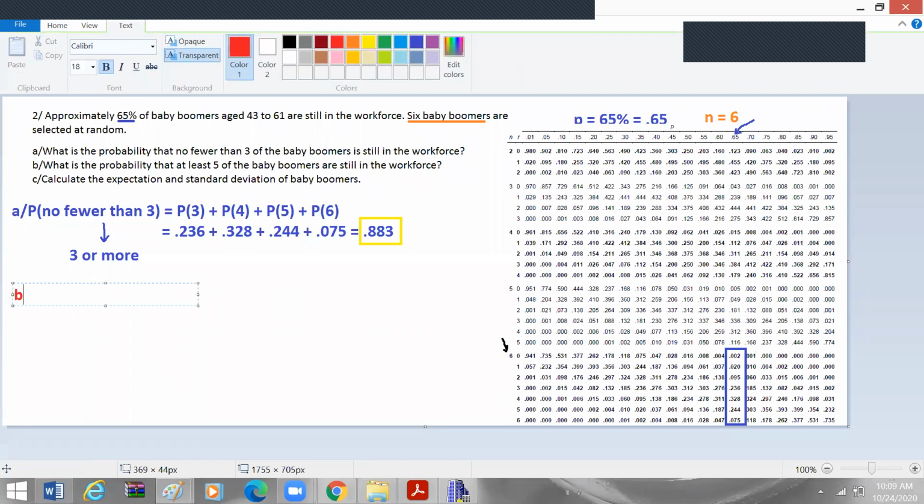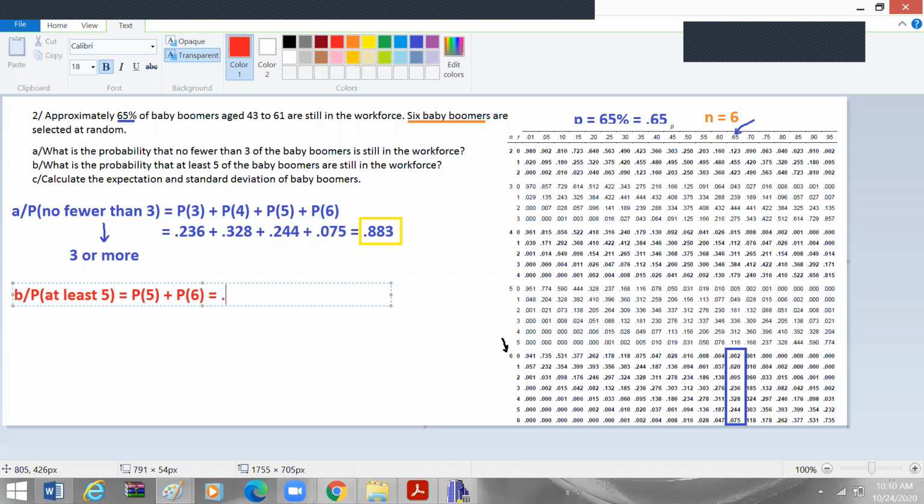So what is the keyword for part B? At least 5. So at least 5. The minimum is 5, correct? So that would be 5 or more. Okay, not 5 or less, because the minimum is 5. At least, 5 or more. Then we're going to add them up, 5 and 6 together.